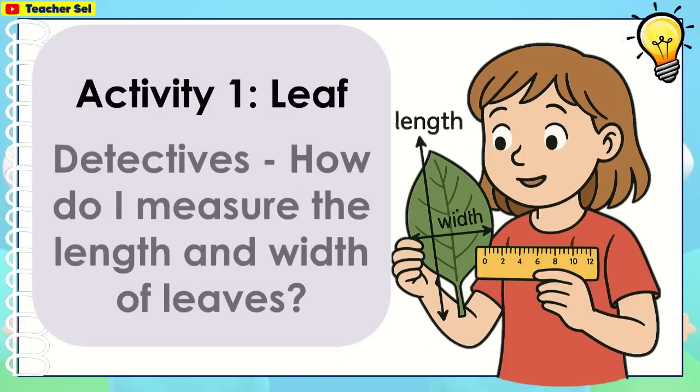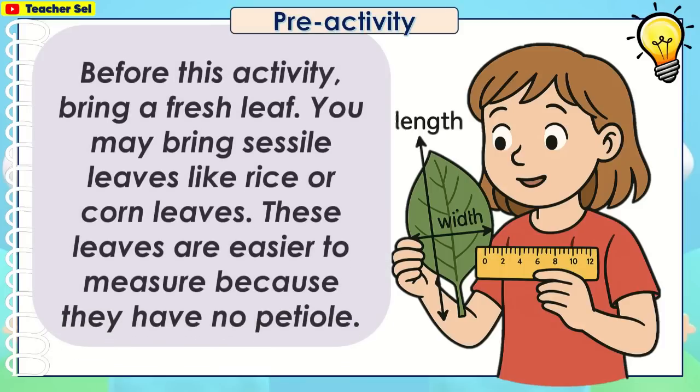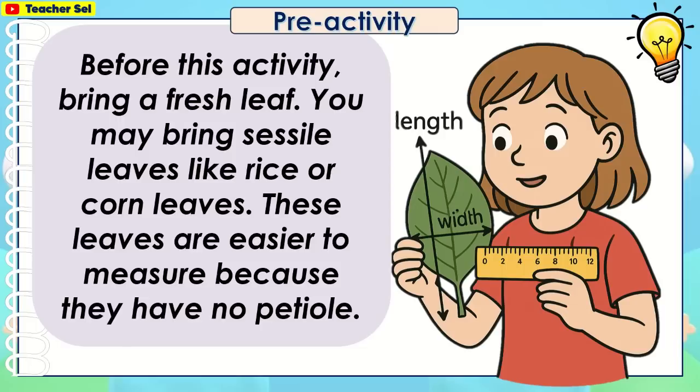For Activity 1, we have leaf detectives. How do I measure the length and width of leaves? For the pre-activity, before this activity, bring a fresh leaf. You may bring sessile leaves like rice or corn leaves. These leaves are easier to measure because they have no petiole.